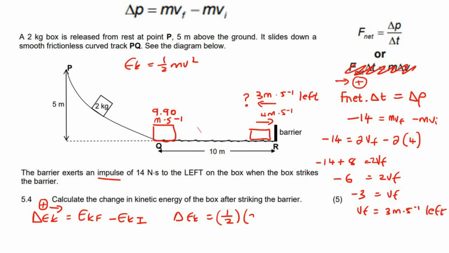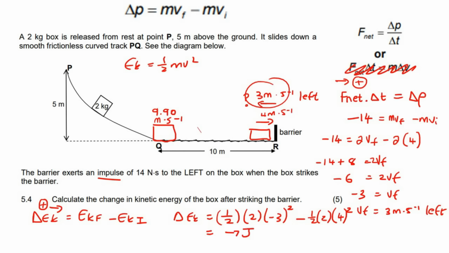So we can say half times the mass. The final velocity is 3, but it's to the left, so we'll do that. And then we say minus a half times 2 times 4 squared. And if we work this out, we'll end up with negative 7 joules.